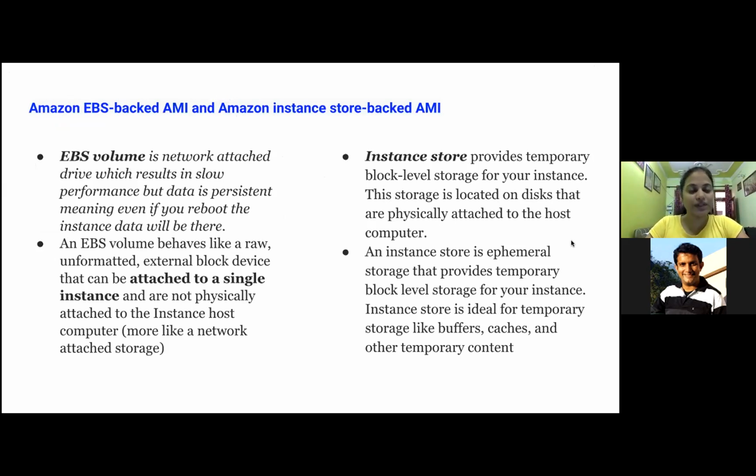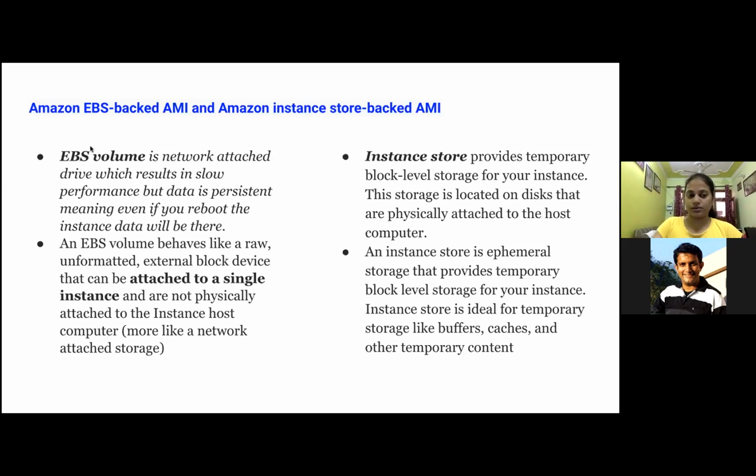Okay. So what is the difference between Amazon EBS backed AMI and Amazon instance store? So an EBS volume is the network drive which is associated with your EC2 instance. You can consider it as your external drive. The advantage a user has with an EBS volume is that even if your instance gets terminated, rebooted or restarted, you won't lose the data. EBS volume is a network attached drive, which results in slow performance, because your instance has to connect with another service to fetch the data. So that's why you'll see a little slowness. But the advantage is that the data would persist.